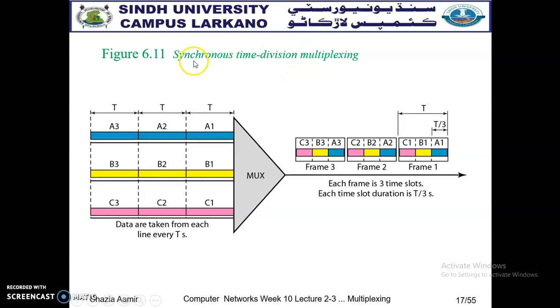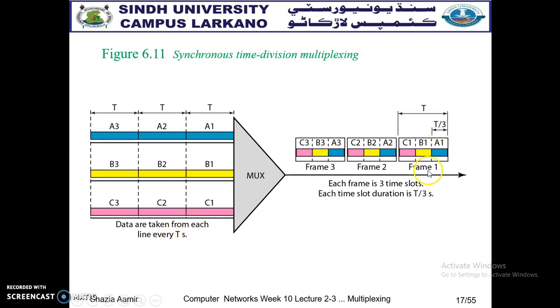Like over here, we can say that this is synchronous time division multiplexing, because synchronous time division multiplexing is a technique in which time is allotted to each and every line of the network. So here we have time for A, B and C, and then each frame has A1, A2 and A3, B1, B2 and B3, C1, C2 and C3. These are data taken from each line. Every T means time frames.